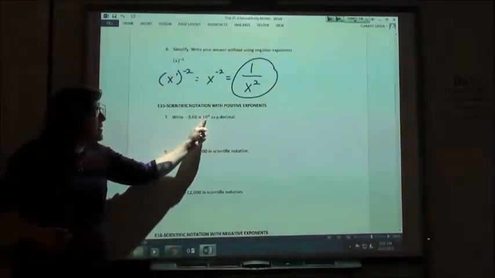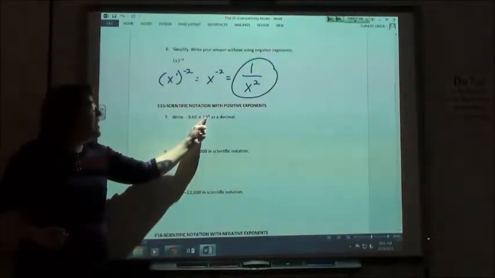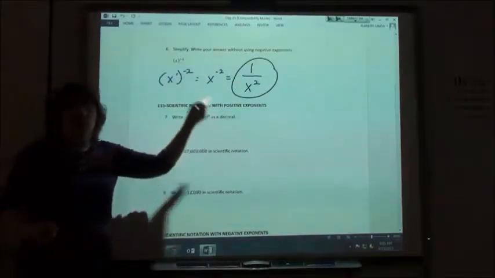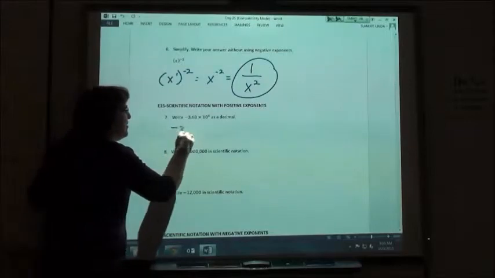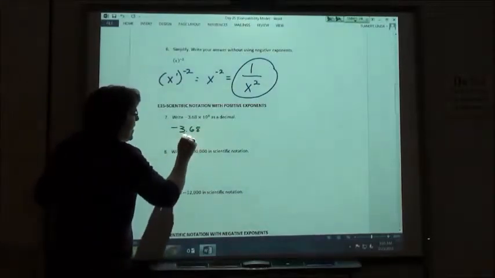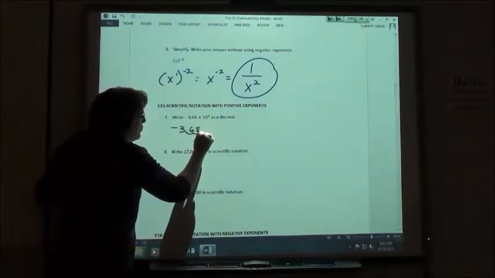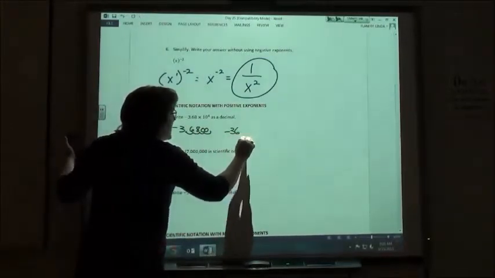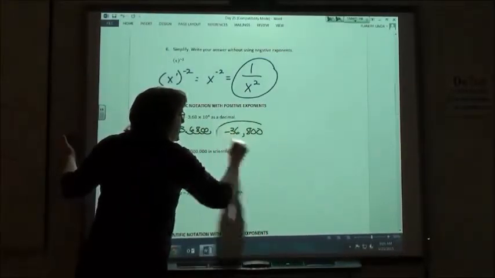Our number system is in powers of 10, so when I have it times 10 to the 4th, it just tells me all I have to do is move my decimal 4 places to the right. So if I have -3.68, I move my decimal 1, 2, 3, 4, it adds 2 zeros on the end, so I have -36,800.